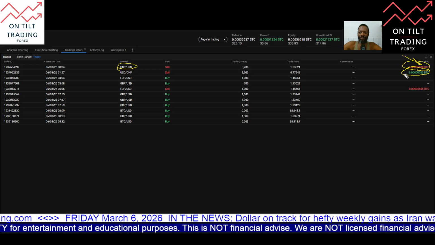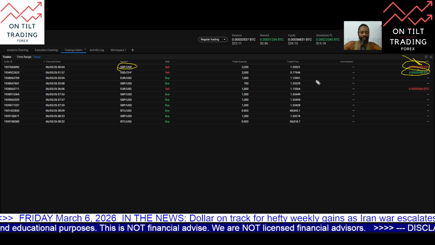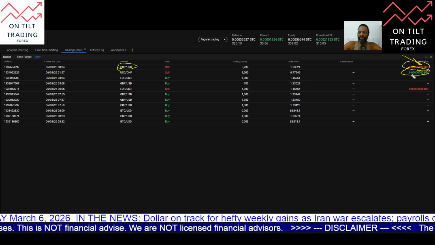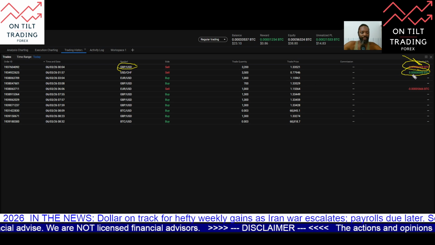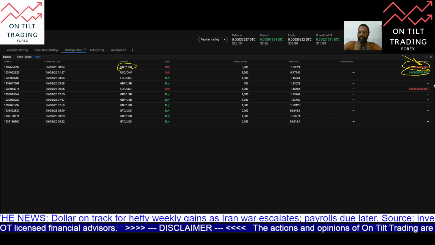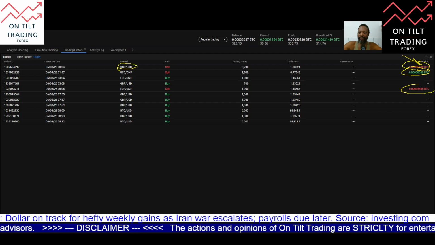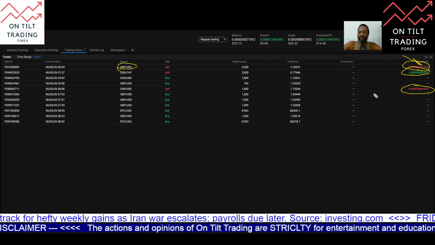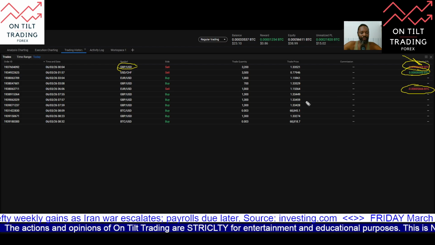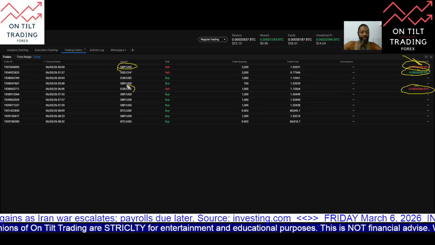This was a long trade in dollar Swiss that I won on yesterday. This was just a winner that I let run that went back to the break even. And then here is another trade on, what is this, Euro USD.